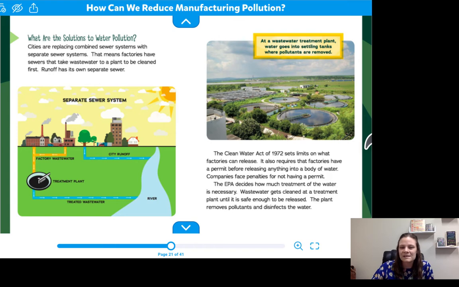Let's keep reading. At a wastewater treatment plant, water goes into settling tanks where pollutants are removed. The Clean Water Act of 1972 sets limits on what factories can release. It also requires that factories have a permit before releasing anything into a body of water. Companies face penalties for not having a permit. The EPA decides how much treatment of the water is necessary. Wastewater gets cleaned at a treatment plant until it is safe enough to be released. The plant removes pollutants and disinfects the water.